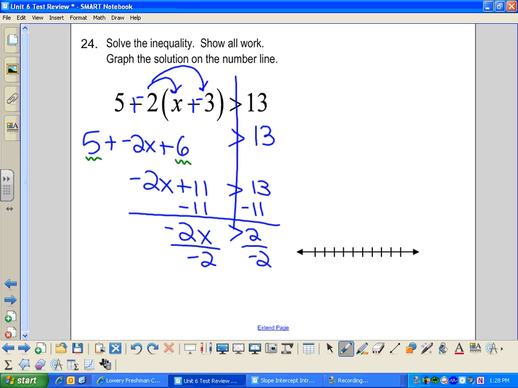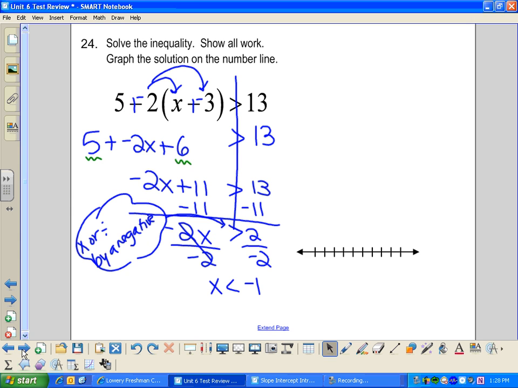Woo! Remember, we've got to flip that inequality whenever we are multiplying or dividing by a negative. Yay, I get to flip it. When I say flip the inequality, I mean I'm actually flipping this inequality sign. If it's greater than, it's going to become less than. So I end up with x is less than 2 divided by negative 2, which is negative 1. x is less than negative 1.